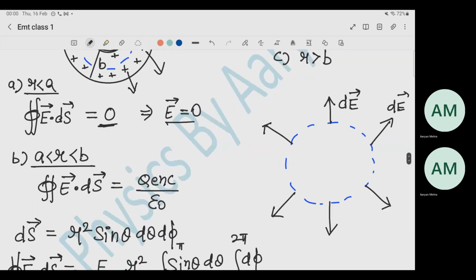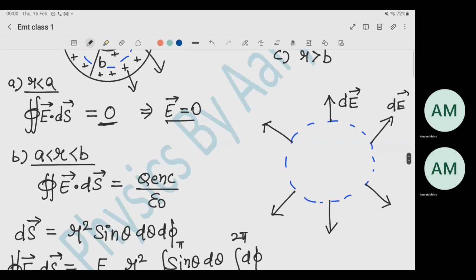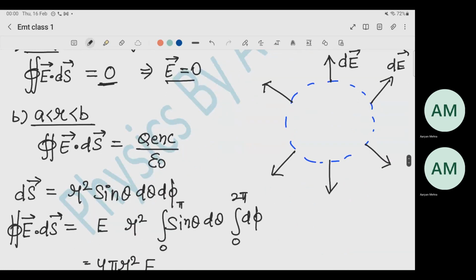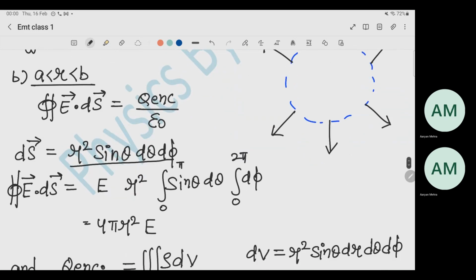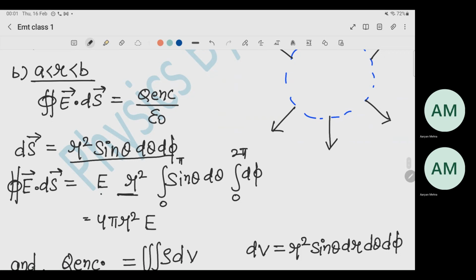Now you first have to find E dot ds. Very simple. We know that ds is r square sine theta d theta d phi, the same thing we did in the last problem. So E dot ds will be E times r square. r is fixed here, so only theta and phi are changing. You can easily find this and you will get 4 pi r square E. Very easy thing. The main thing is how do you find the charge enclosed in this Gaussian surface?